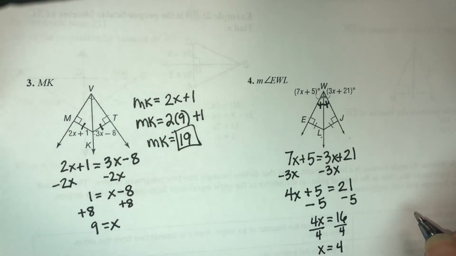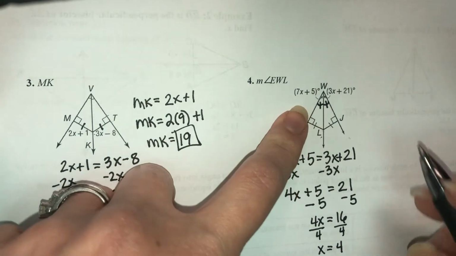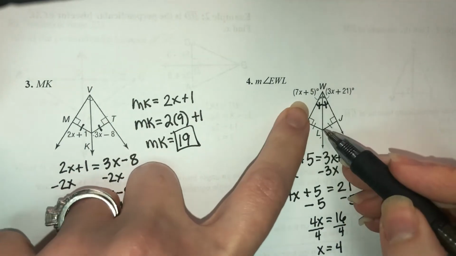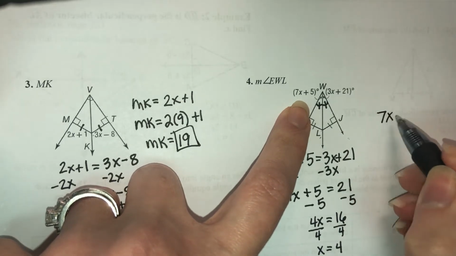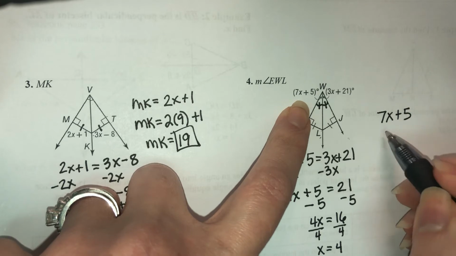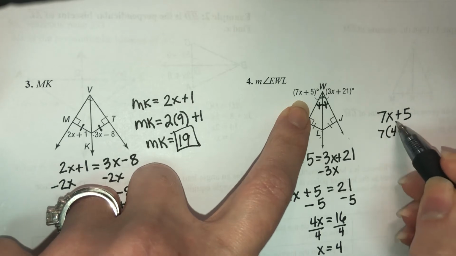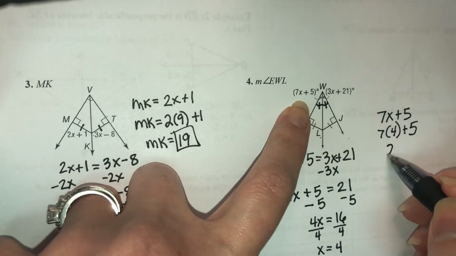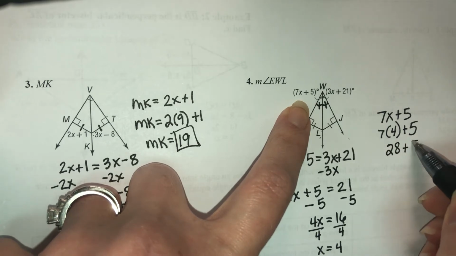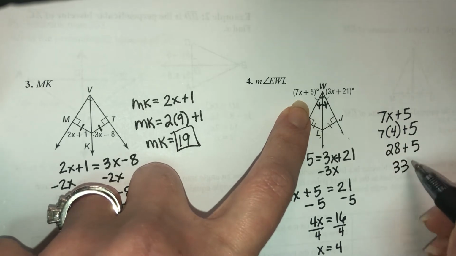And now we just need to substitute that in to find the measure of angle EWL. So that measurement will be 7x plus 5. We put in the 4 where the x is. So 7 times 4 is 28, plus 5 more equals 33.